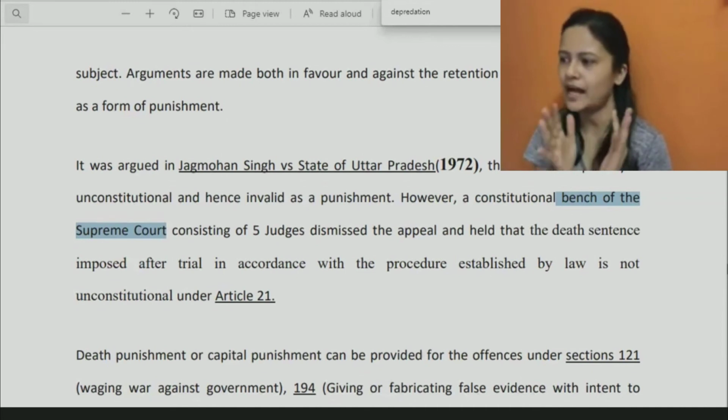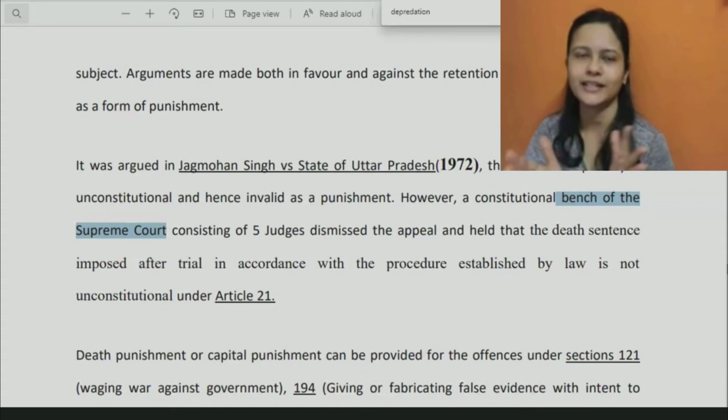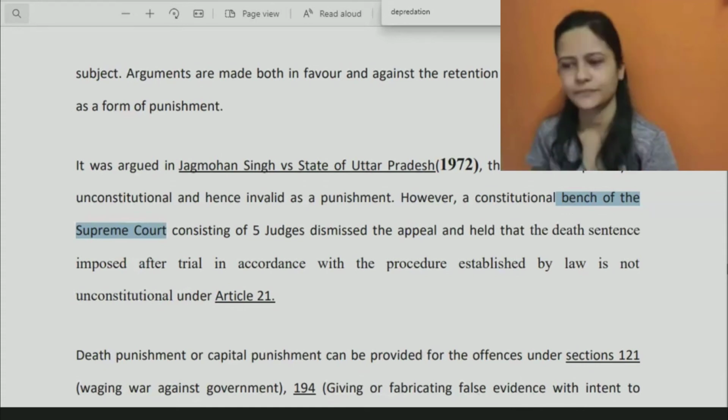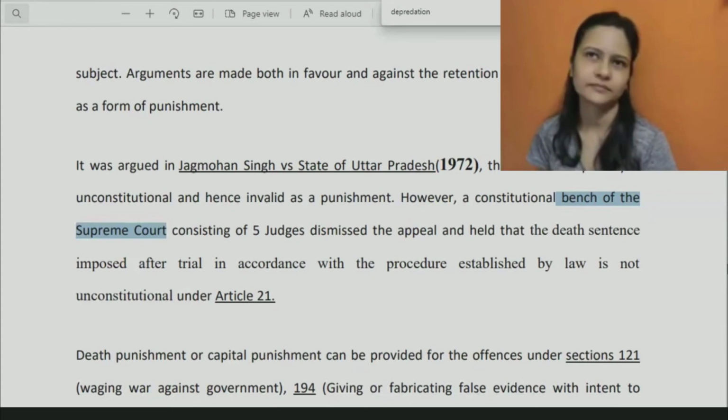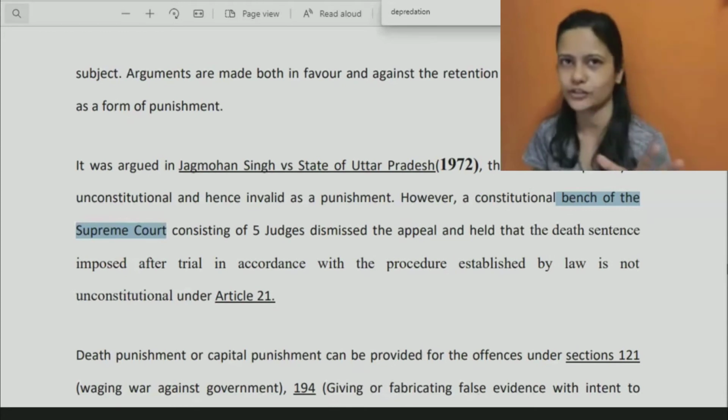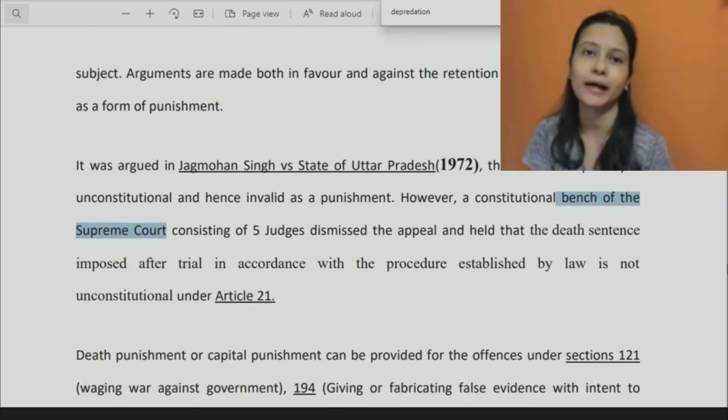So what is the highest number of judges who sat to decide a case? Any guesses? 7. Which case? Ayodhya, I think Ayodhya is 3. Okay. It is a 13 judge bench. It was the Kesavananda Bharati case. That is the highest number of judges who have sat to decide on one single matter.